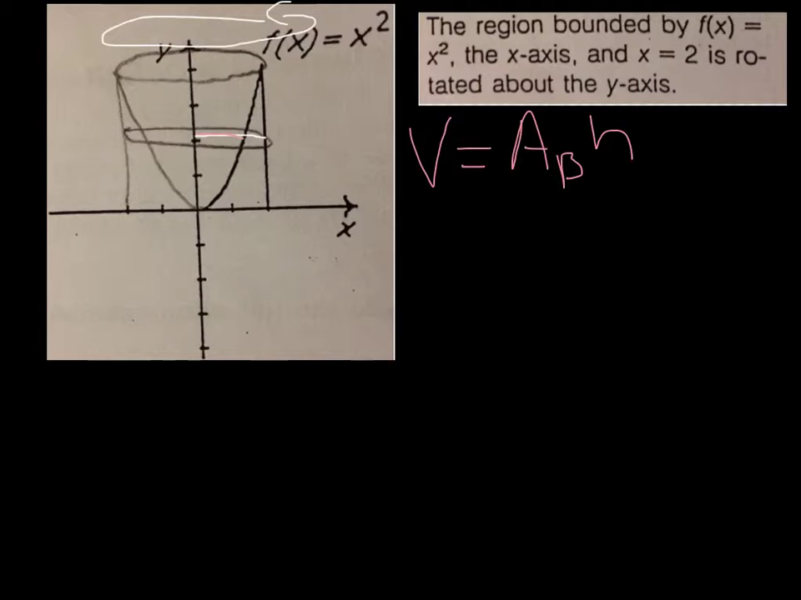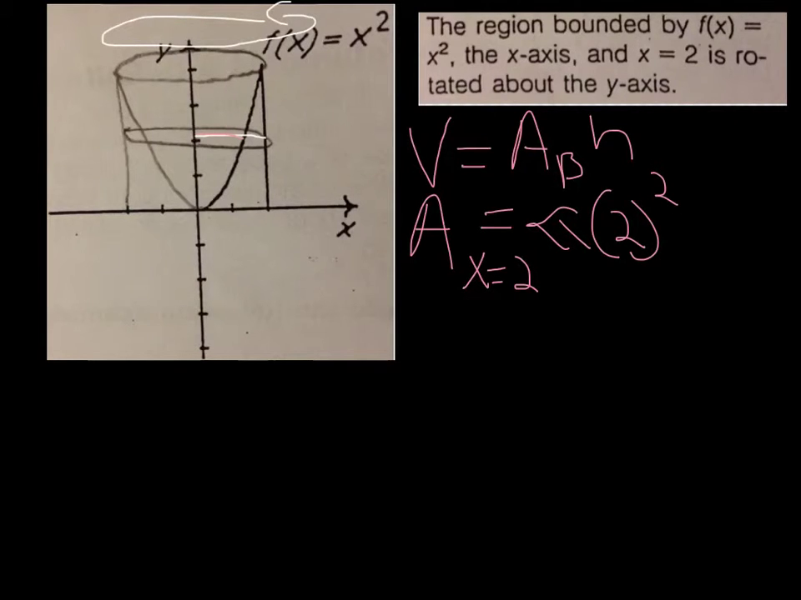Now, for the area of the base, we take the area at x equals 2, and we would go pi times 2 squared, because we know the radius is 2, since that's where x equals 2.